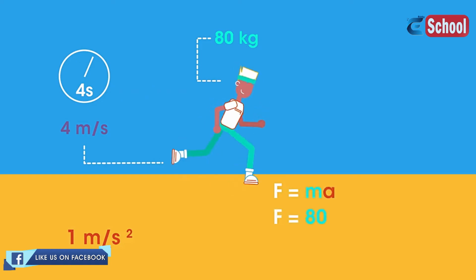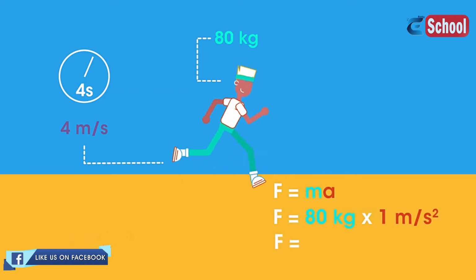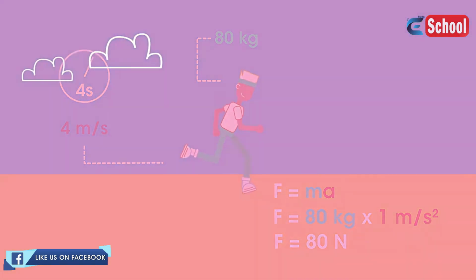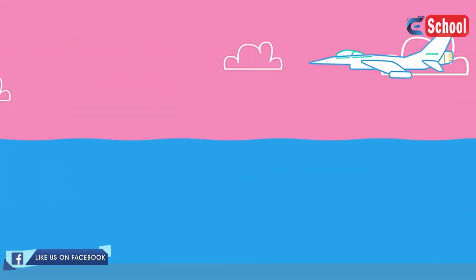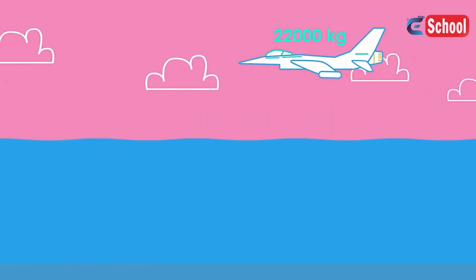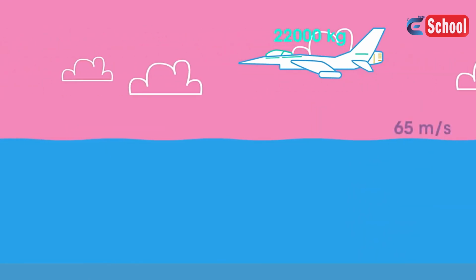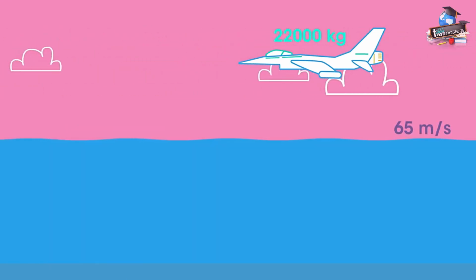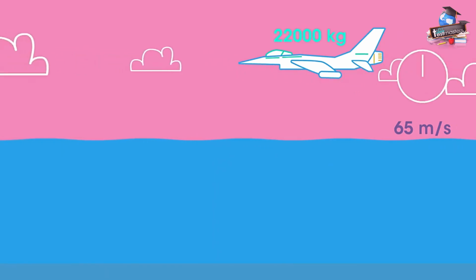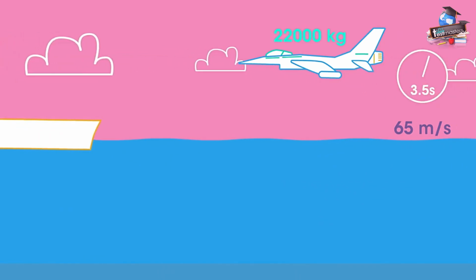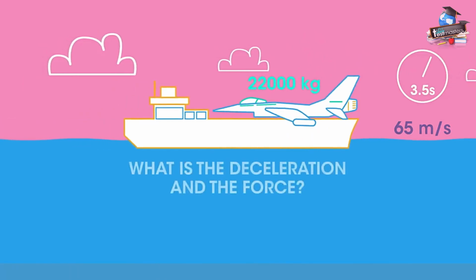How did you do? Let's try one more. A jet fighter of 22,000 kilograms travelling at 65 meters per second, lands on an aircraft carrier and is brought to a stop in 3.5 seconds. What is the deceleration and force involved?